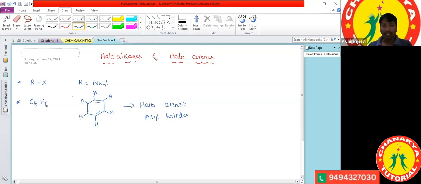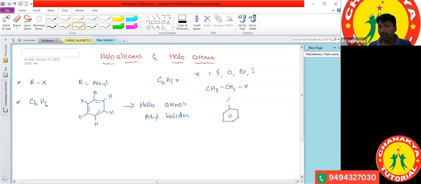Now, in alkyl halides, first I'll write one example. The example is C2H5X, where X is nothing but a halogen. What are the halogens? Fluorine, chlorine, bromine, iodine. Here, C2H5X can also be written as CH3, CH2, X. And after replacing one hydrogen atom on the benzene ring, we can write it like this.